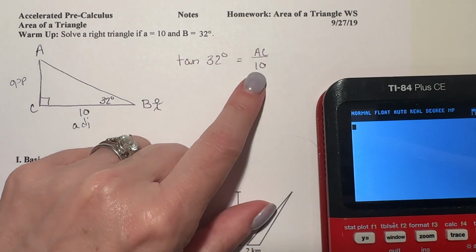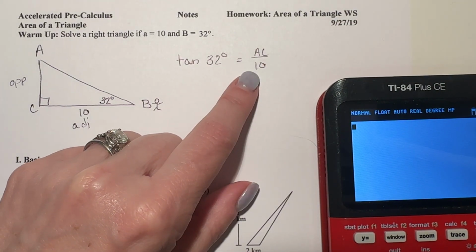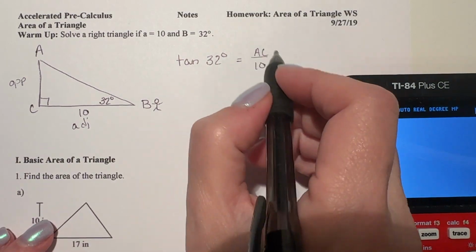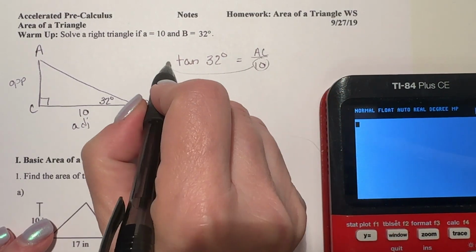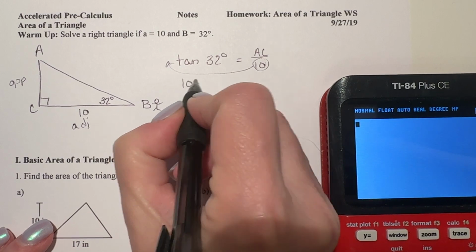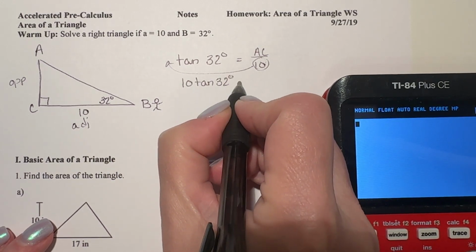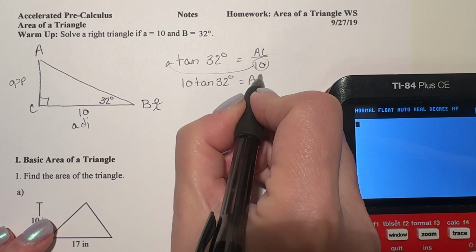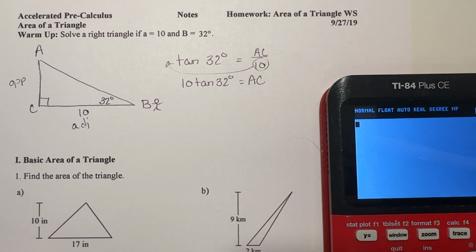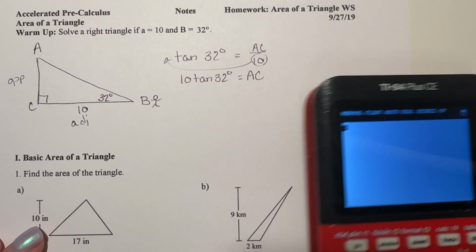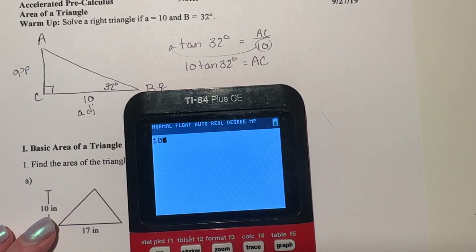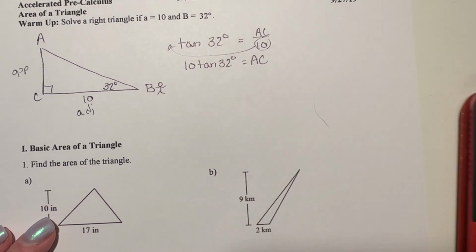Okay, so I'm going to solve this problem algebraically, and then I'm going to put it in the calculator. So I'm going to move this 10 to the other side by multiplication. And then when I put this in my calculator, it's going to tell me the length of AC. Okay, so 10, tangent button, 32, close parentheses, press enter. Looks like it's about 6.2.